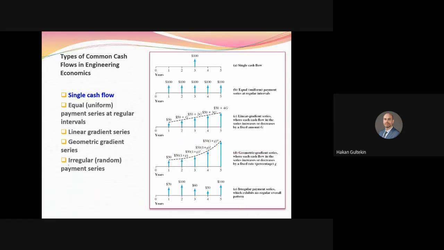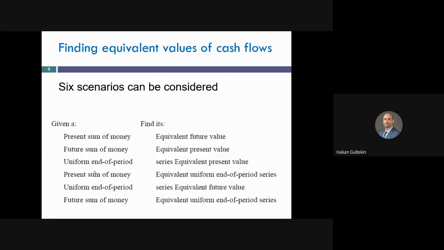And finally, we may have irregular payment series or random payment series, like this one. As you can see, these amounts, it's not equal payment series, it is not linear gradient series, it is not geometric gradient series. None of the patterns applies here. It is just irregular payment series. And for all of these cases, we will learn how to find their present values, future values, and etc.